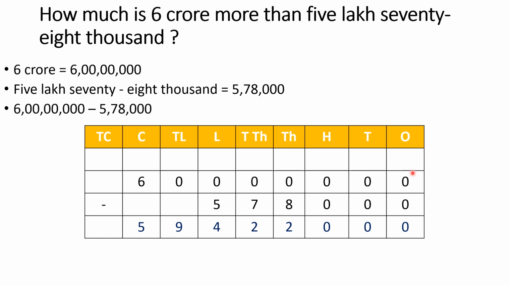Now, we will write both the numbers in the place value chart, and always remember, while writing in the place value chart, start from the ones place. And these are your numbers I have already written in the place value chart. Now we will do subtraction. See here, 0 minus 0, 0. 0 minus 0, 0. 0 minus 0, 0. Now here is 0 minus 8. 0 is less than 8.